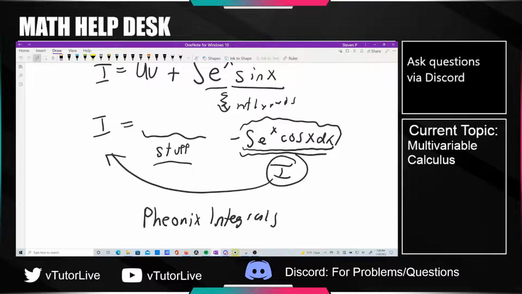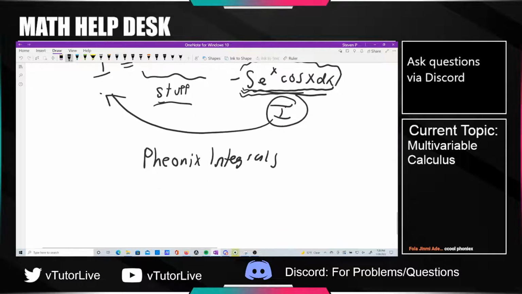But the idea here is, once you can get to this part where this is just nice, easy stuff, and then you have I and I, you can just solve for I, rather than having to integrate it directly. And it's very nice.